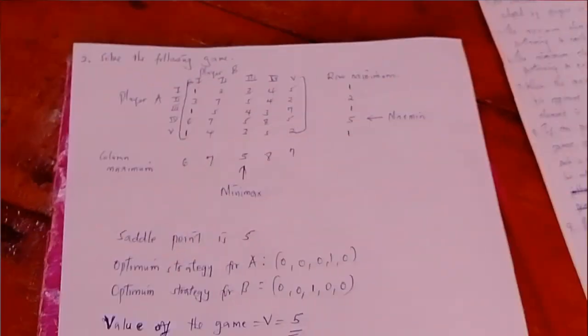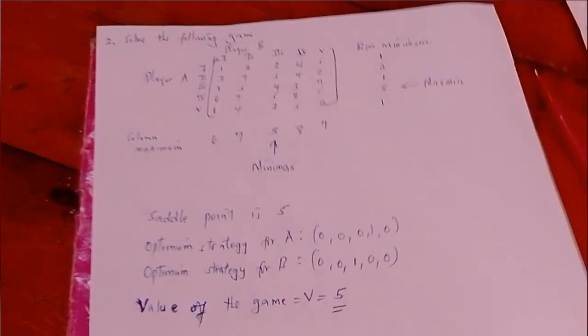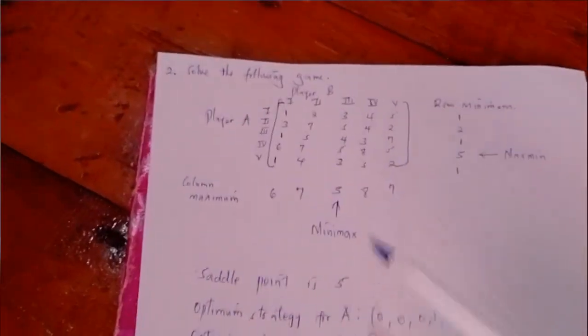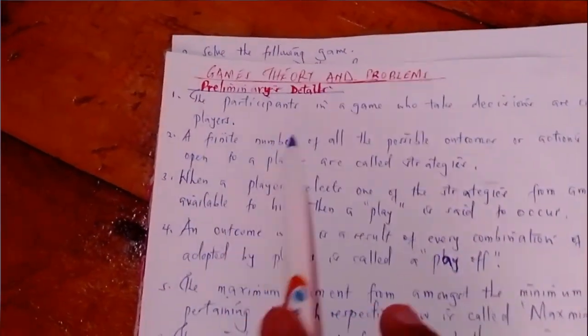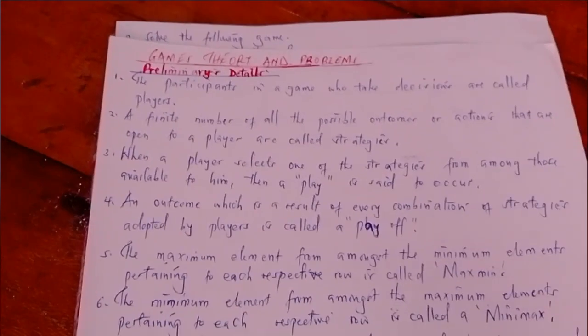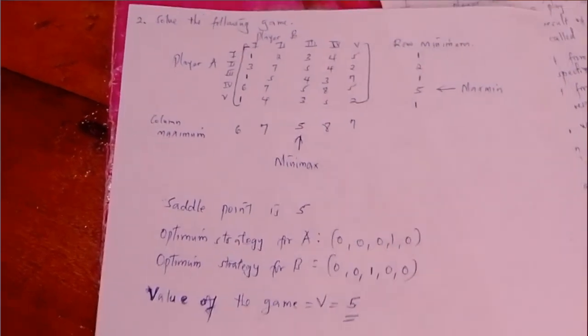So up to that point we are through with this problem. We have already solved it. We started from the preliminary details, then we explained all those. We had an illustration here. Then we finally solved our own, as you can see, with the value of the game V.